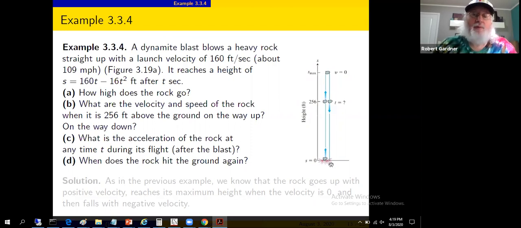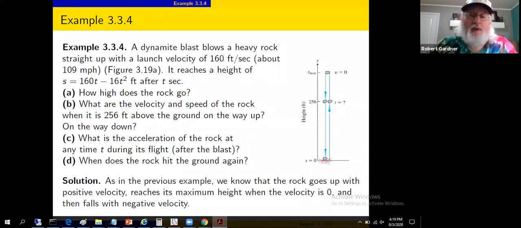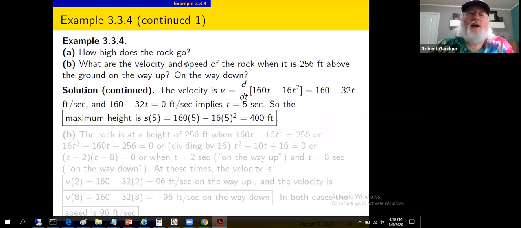Let's approach this the same way we did firing a gun on the surface of the earth. Like the firing of the gun example, we know the rock goes up with positive velocity, it reaches a maximum height, then the velocity is 0, and then it falls with negative velocity. How high does the rock go? They gave us height, so we'll find velocity by differentiating. Differentiate height, differentiate position. 160t minus 16t squared, derivative is 160 minus 32t. We'll set that equal to 0, as we did before, and we'll solve for t, t equals 5.